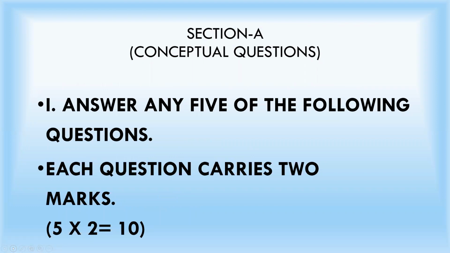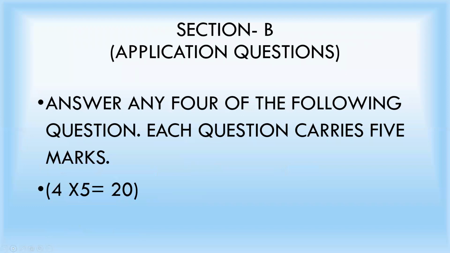Section A is based on conceptual questions. Here the candidate is expected to answer any 5 of the following questions, and each question carries 2 marks, so the total is 10 marks for Section A. Section B comprises application-based questions. Answer any 4 of the following questions, each carrying 5 marks, and the total marks for this section is 20.